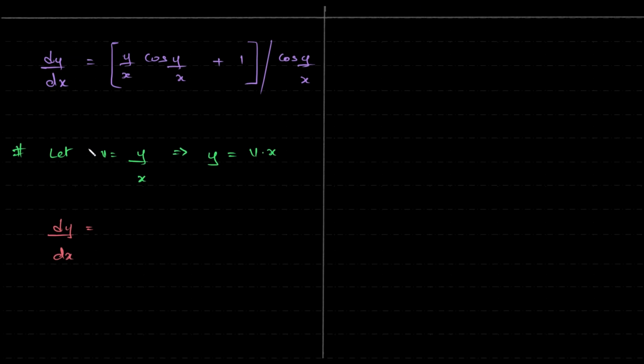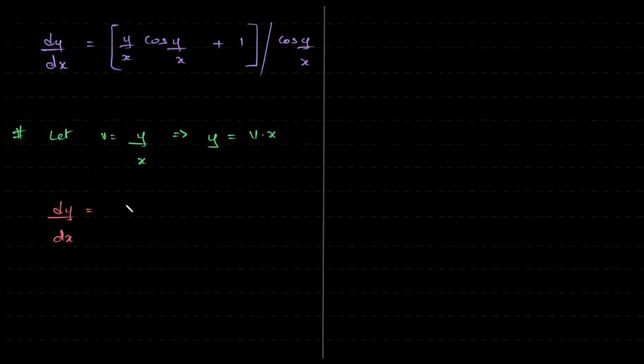So we are finding dy by dx. We have the product rule over here: dv by dx into x plus v. If I substitute in the following expression, dy by dx is dv by dx into x plus v is equal to v cos v plus 1 divided by cos of v.